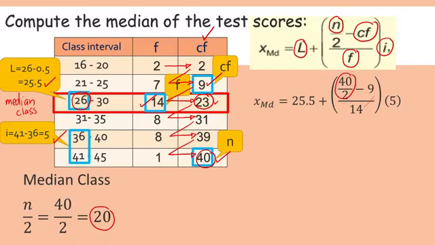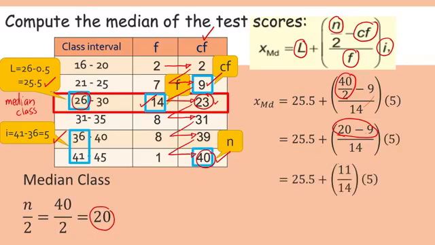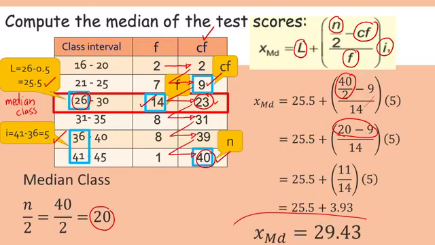So you divide first, you will get 20 for that. What's 20 minus 9? 11. So what is 11 divided by 14 times 5? Or you can also do 11 times 5 divided by 14. How much is the answer in your calculator? Again, how much? It's 3.93, right? Now, what is 3.93 plus 25.5? 25.5 plus 3.93? 29.43. So this is the median for this data.